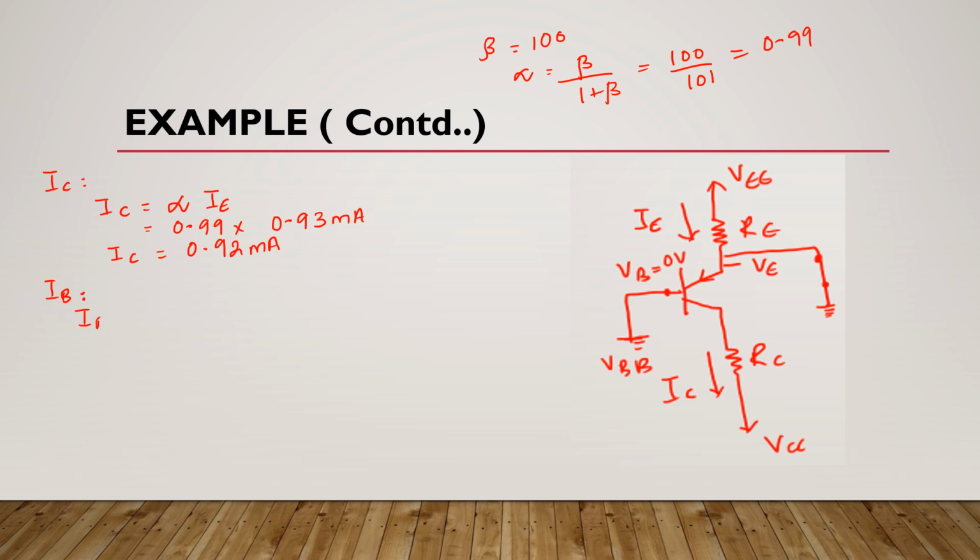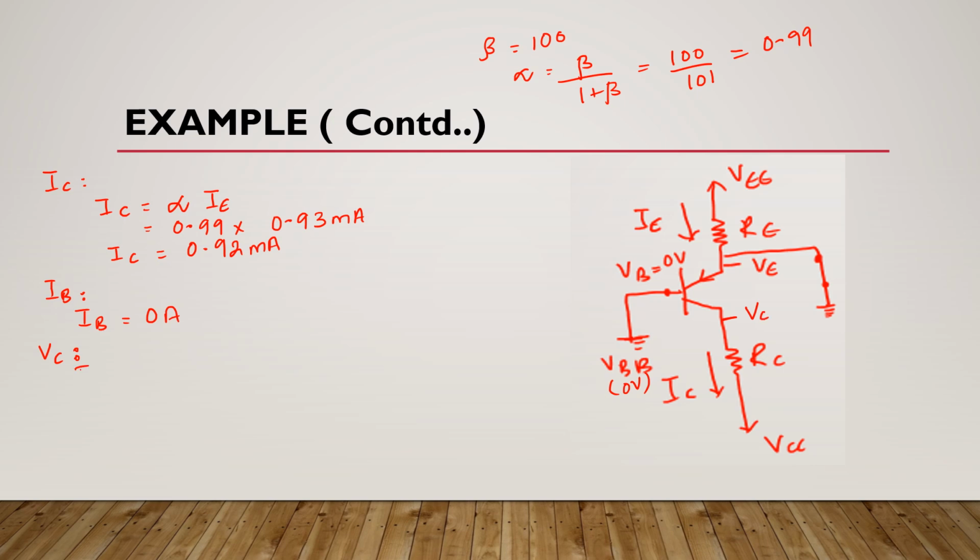Now what about base current? Base current is 0 amperes here, because as you can see here this VB and this VBB, they are at same potential. It means there will be no current flow here. Now what about nodal voltage at collector? We know that VC will be here.